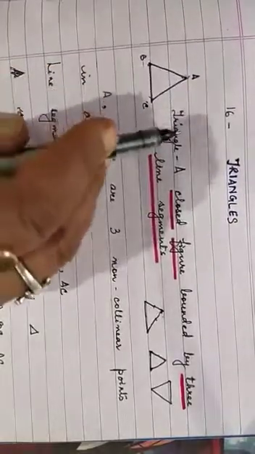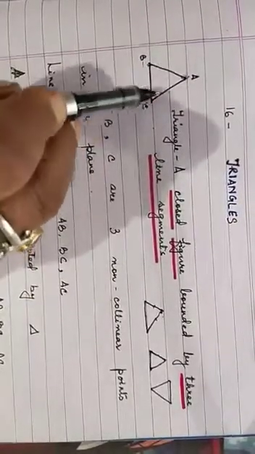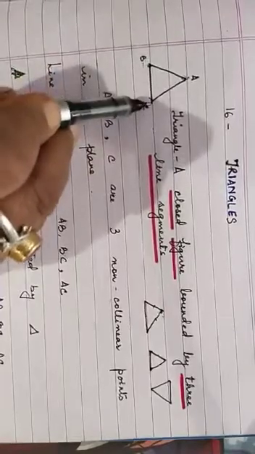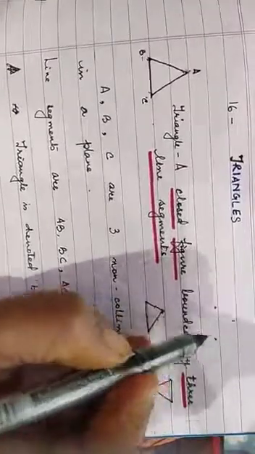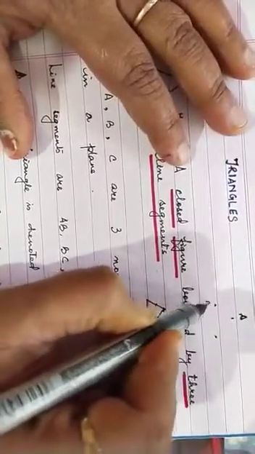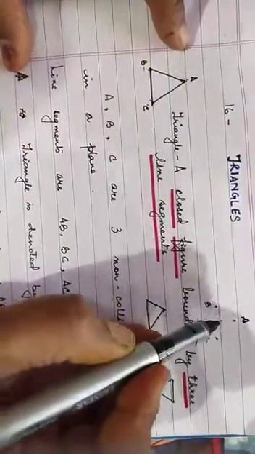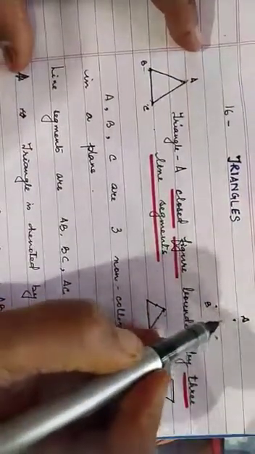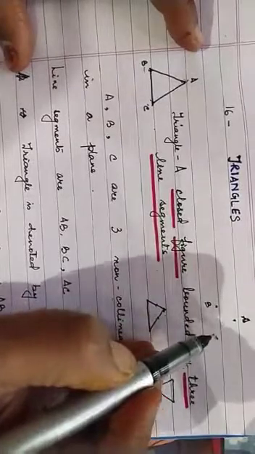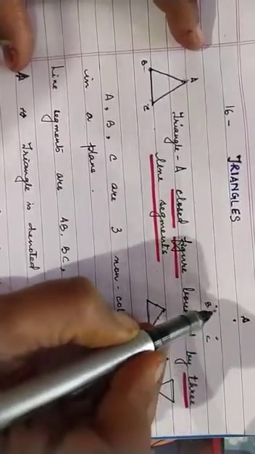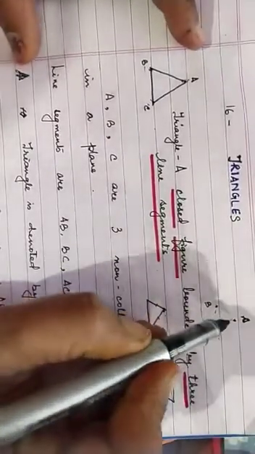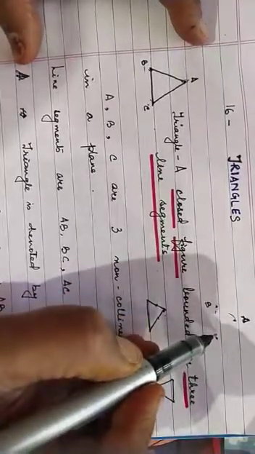Now, what is a triangle? You look at this figure. This figure has three line segments. You take any 3 points. These 3 points are what? Mark them as A, B, C. Now these A, B, C, do they lie in the same straight line? No, they are not lying in the same straight line. So these 3 points are non-collinear.